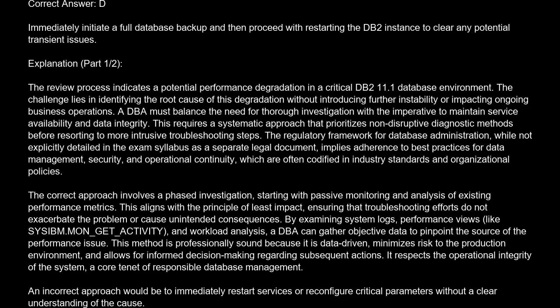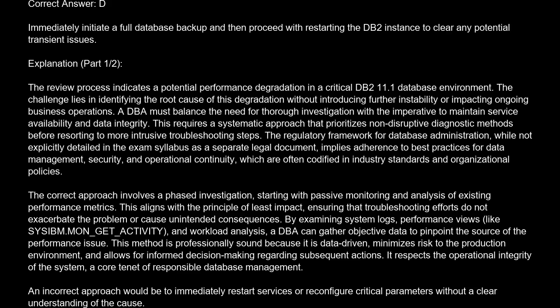The correct answer is D. Immediately initiate a full database backup and then proceed with restarting the DB2 instance to clear any potential transient issues. Explanation. The review process indicates a potential performance degradation in a critical DB2 11 database environment.